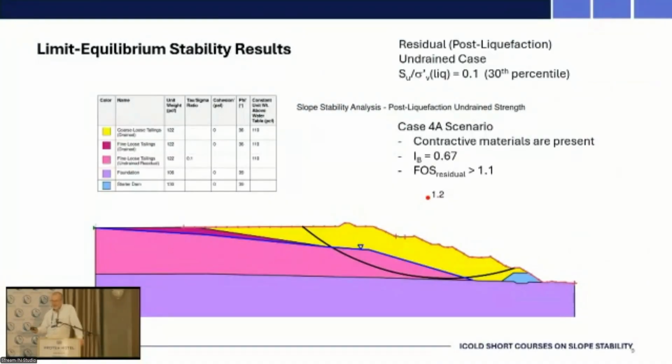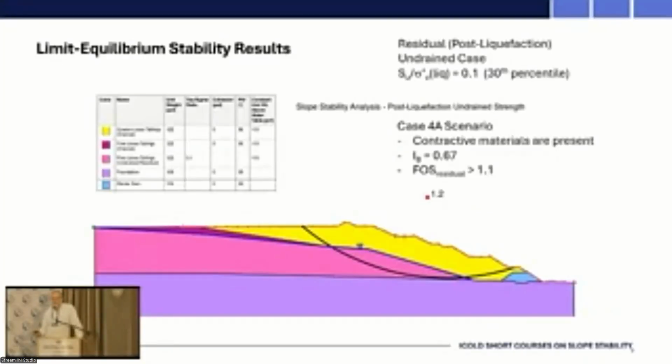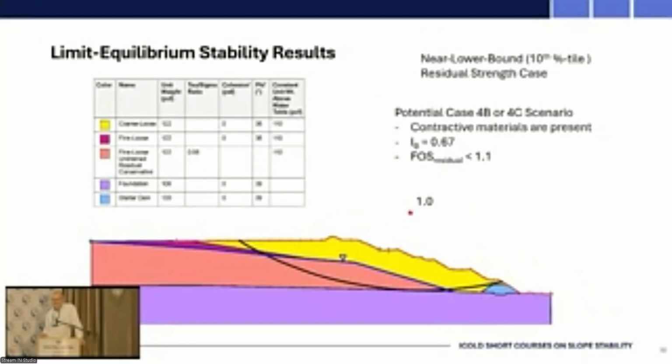They are strain softening. Our brittleness index is high, as it's greater than 0.4, but our residual strength factor of safety is greater than 1.1. In this case, it's 1.2. So for this case, we breathe a big sigh of relief, and we feel good about our tailings dam.